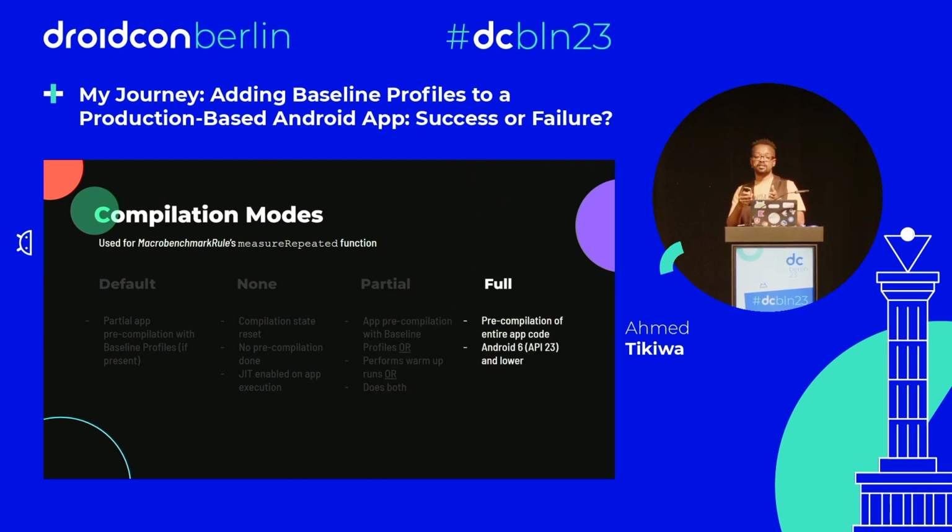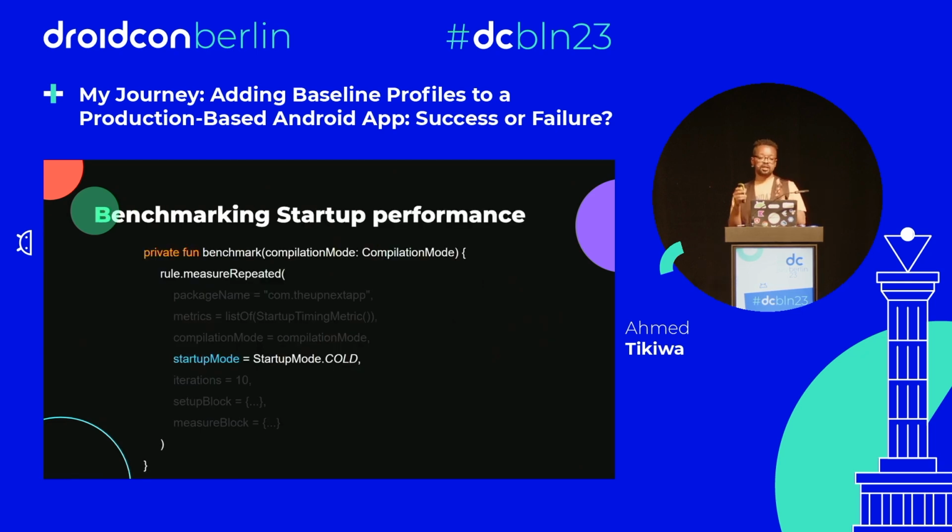Then here, the entire app is pre-compiled, and this particular option, full, is only available on Android 6 and below. Then going back to the parameters for the measure repeated is the startup mode. Here, it is set as cold because that is the optimization that we actually want. We want to mimic the app being launched from a cold start. And this is a recommended way.